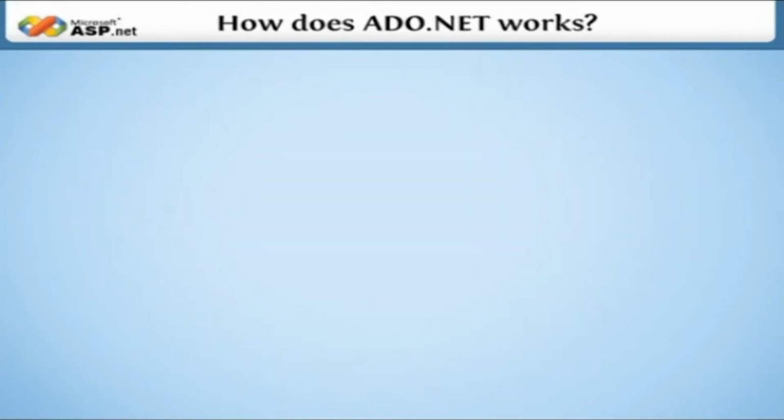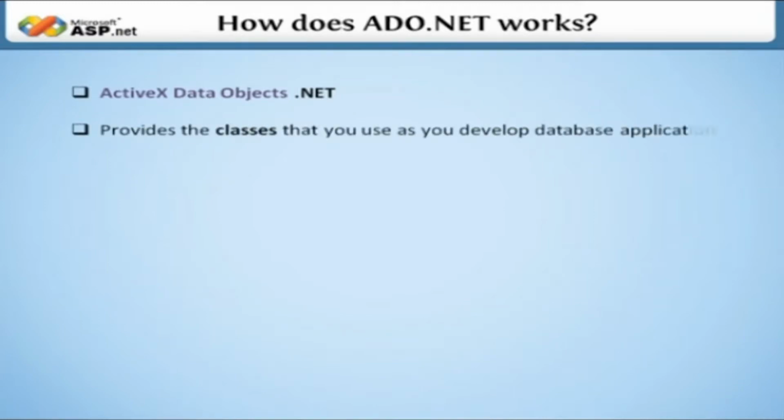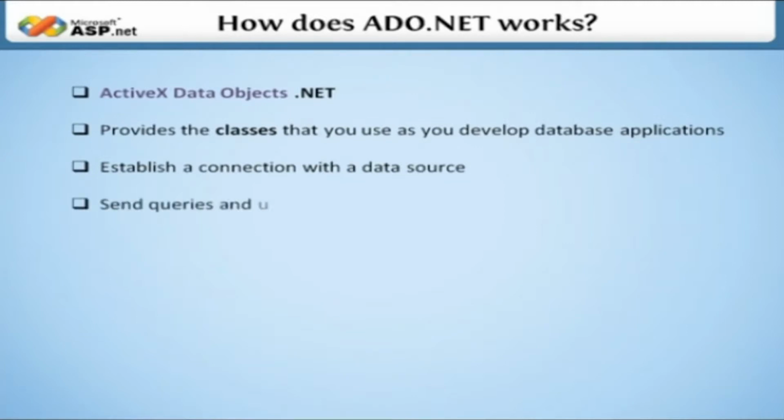How does ADO.NET work? ADO.NET, which stands for ActiveX Data Objects .NET, is the primary data access API for the .NET framework. It provides the classes that you use as you develop database applications with Visual Basic .NET, as well as other .NET languages. Here, we're going to discuss an important scenario, how ADO.NET works. ADO.NET makes it possible to establish a connection with a data source, to send queries and update statements to the data source, and process the results.